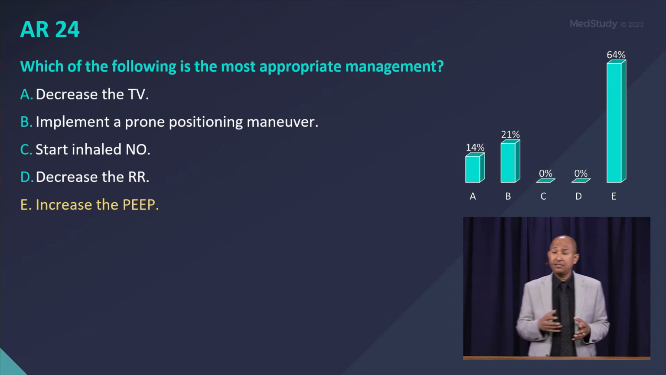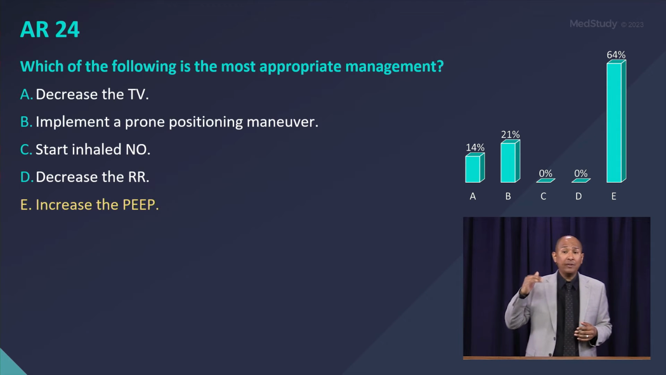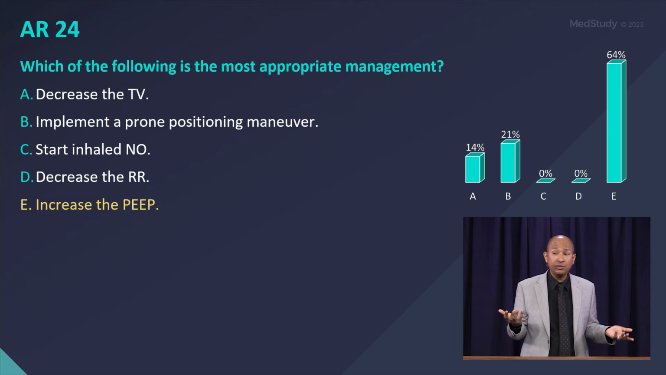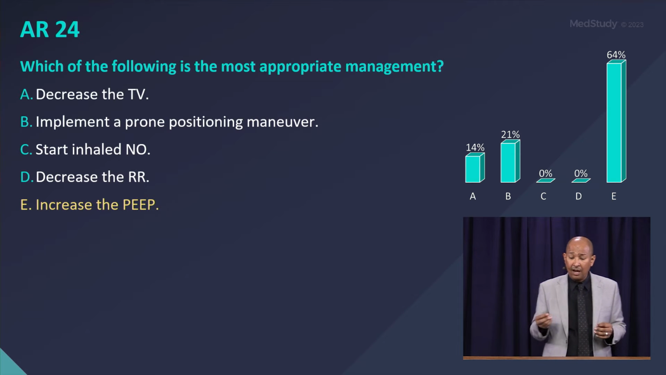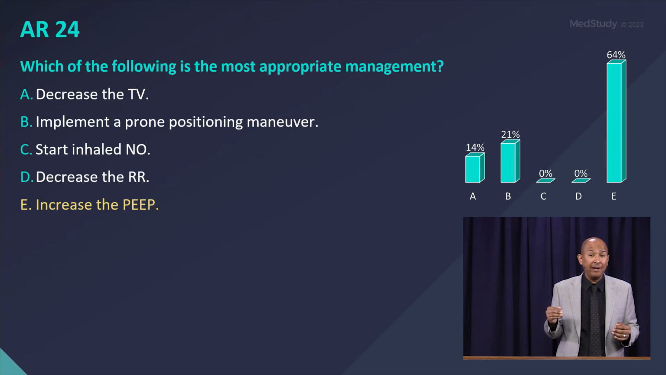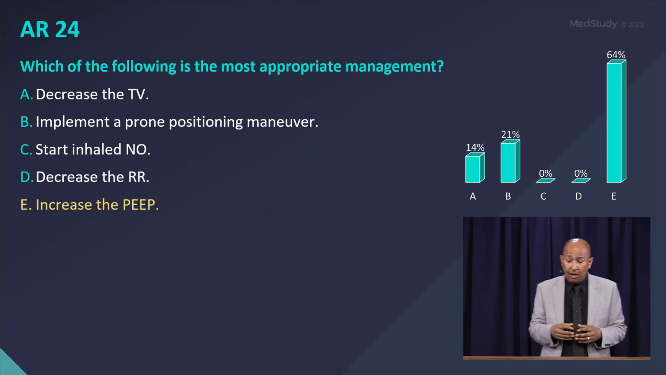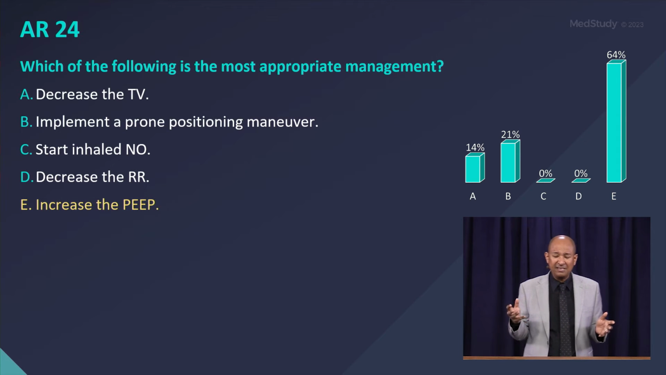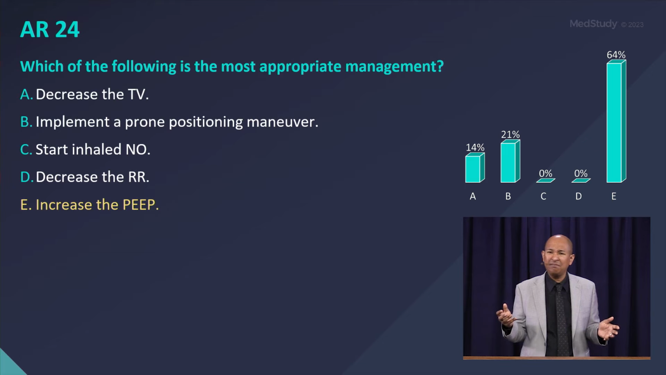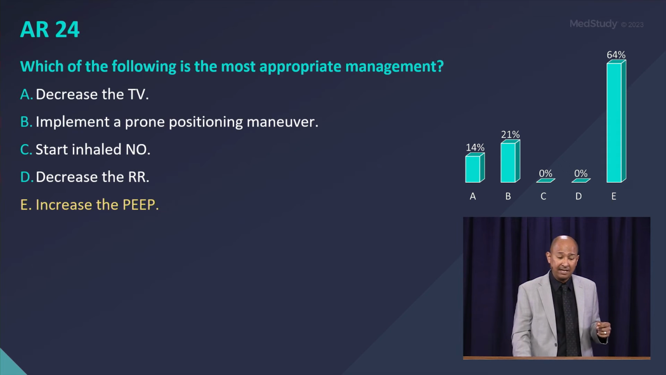So which ones don't make a lot of sense to me? Should we lower the tidal volumes even more? No, it's already what? 6 mLs. Should we decrease the respiratory rate? That sounds like a bad idea. You know what I mean? The patient already has a respiratory what? Acidosis. So what about nitric oxide, is it going to be the next thing to do to help out with oxygenation? Probably not. I think it comes down to B or E.